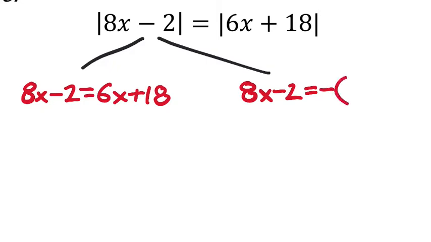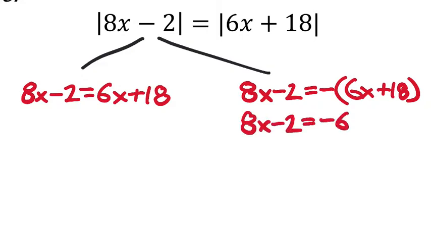Now, I showed it like this: negative with parentheses 6x plus 18. Some of you skipped that step, which is perfectly fine, and just showed 8x minus 2 equals negative 6x minus 18. And some of you may be wondering how we got that. That's because this is kind of like a phantom negative 1 that we distributed into this parentheses to get this. But some of you, I think, like to just change the signs of the second expression, which is okay to do, because it's accurate.